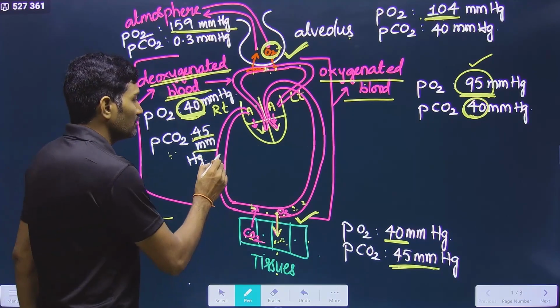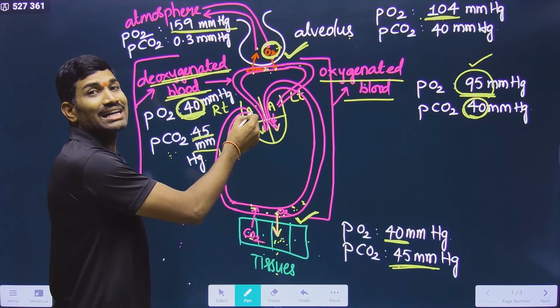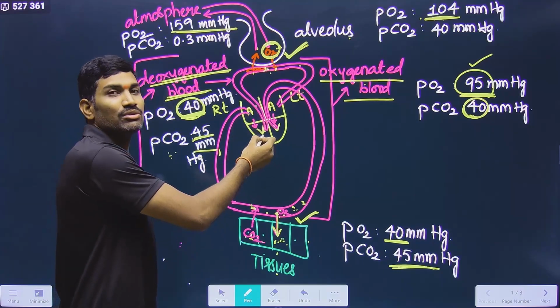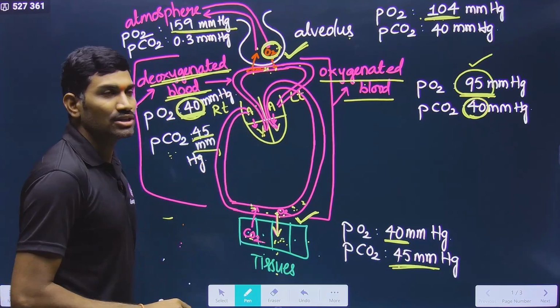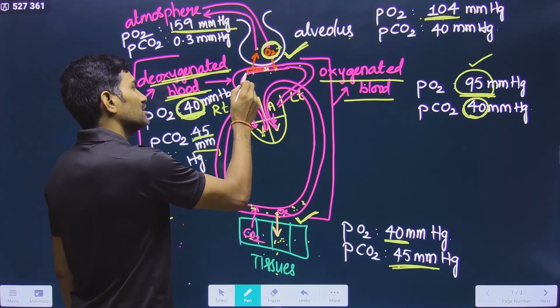Understood or not? Now this deoxygenated blood goes to the right atrium. From there it goes to the right ventricle of the heart, and from there it goes to the lungs. Now here, this is also deoxygenated blood.